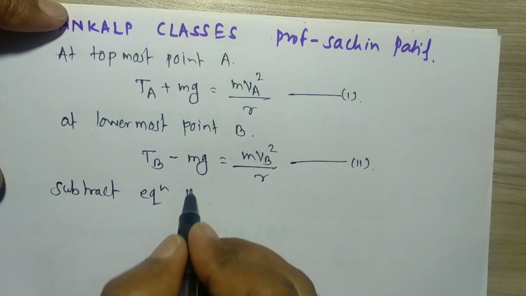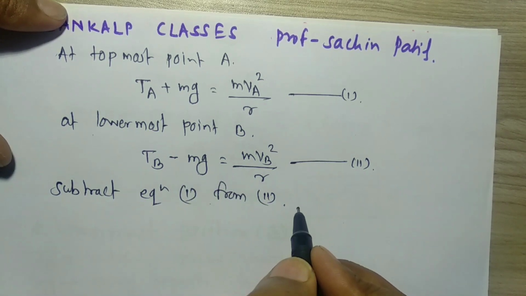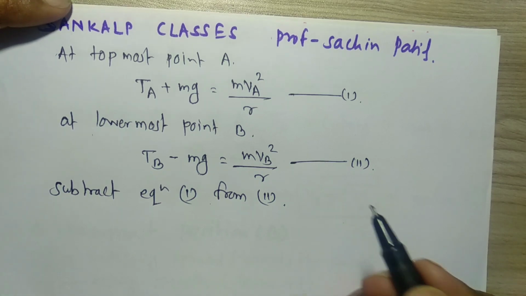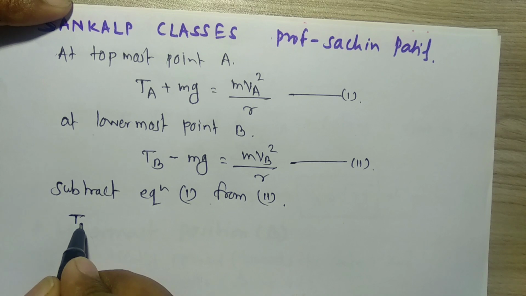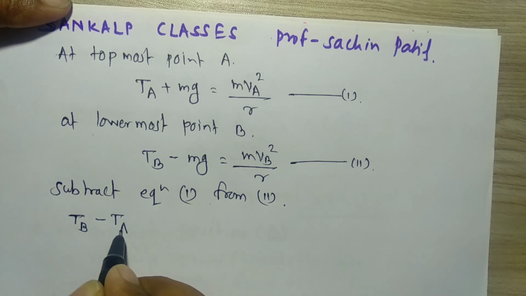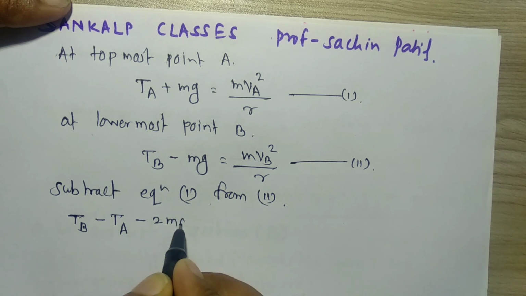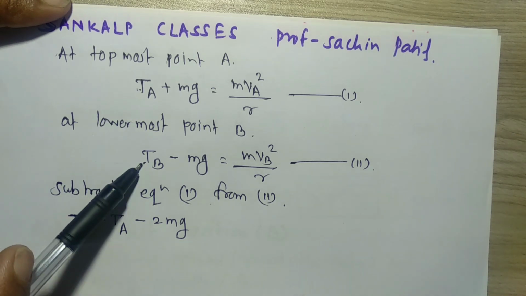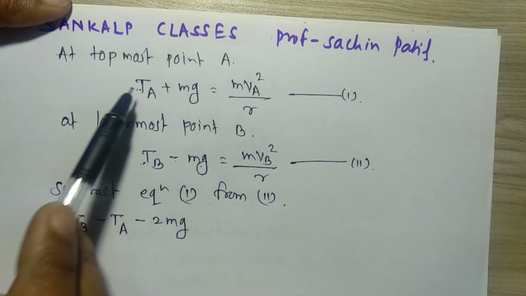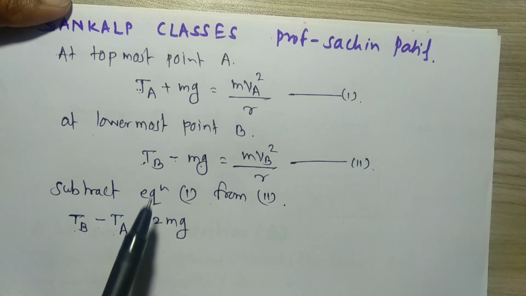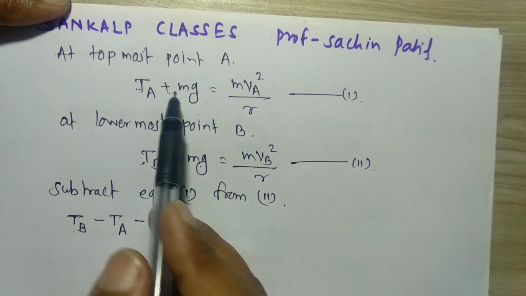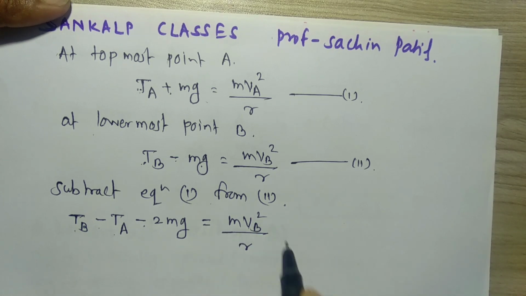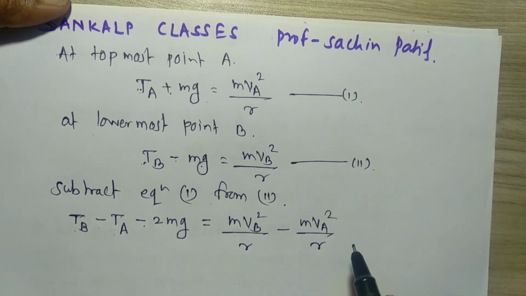From equation 1 and 2, now we have to subtract equation 1 from 2. You will get TB minus TA minus 2mg. We have to put the consideration directly because we have to subtract this equation from this equation. That means TB, then minus mg is here, TA is taken as a minus, subtracted, minus TA, and this plus mg becomes a minus mg, and therefore minus 2mg is equal to mVB square divided by r minus mVA square divided by r.